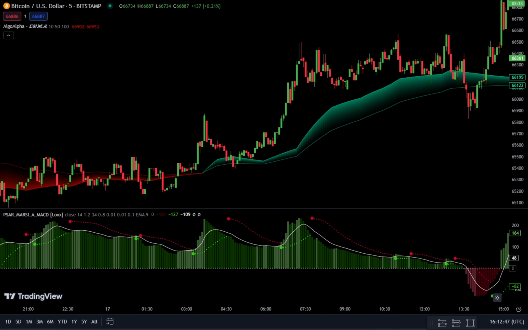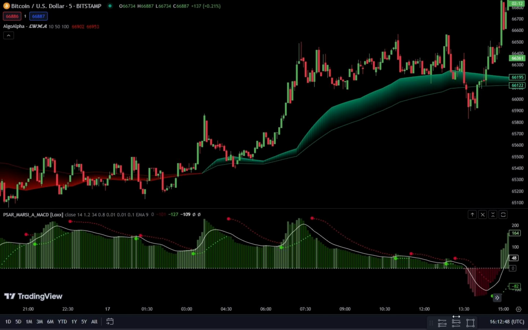How to place a buy order. If the Liquidity Weighted Moving Average indicator is green, it indicates a bullish trend. In this case, your main focus is finding the best point to place a buy order. Ensure that the bars of the Parabolic SAR-Marcy Adaptive MACD indicator are green or above the zero line. After that, wait for a buy signal from the Parabolic SAR-Marcy Adaptive MACD indicator.